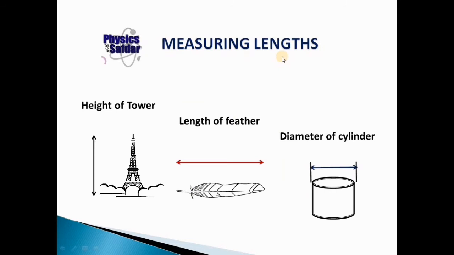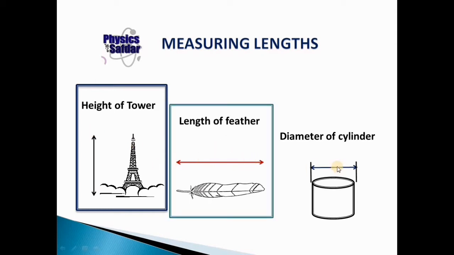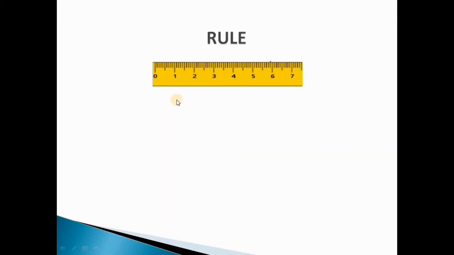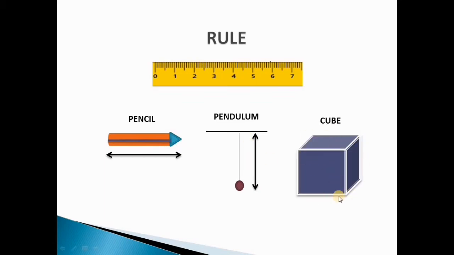The first physical quantity we are going to discuss here is length. So first, recall the concept of length by using a few examples. Length could be a height of tower, length of feather, diameter of cylinder, etc. Now we will talk about some measuring instruments. The first measuring instrument we are going to discuss here is the meter rule. A meter rule is used to measure different types of length. It could be a length of pencil, length of pendulum, dimensions of a cube like its length, depth and height.